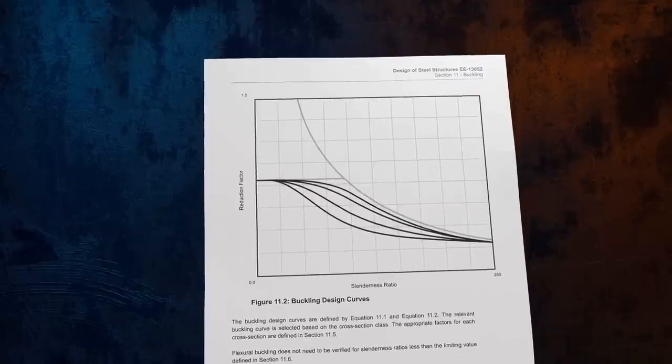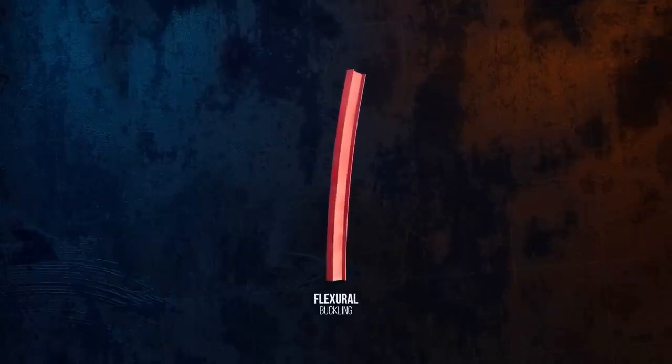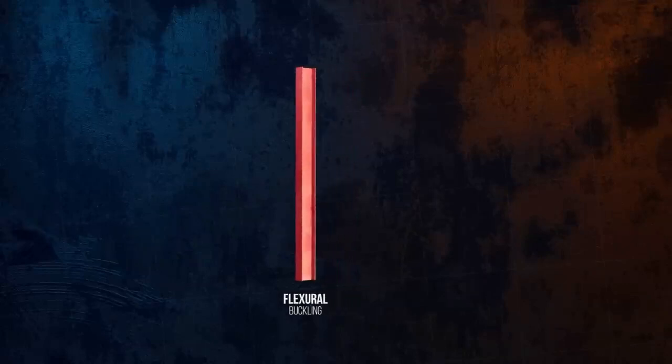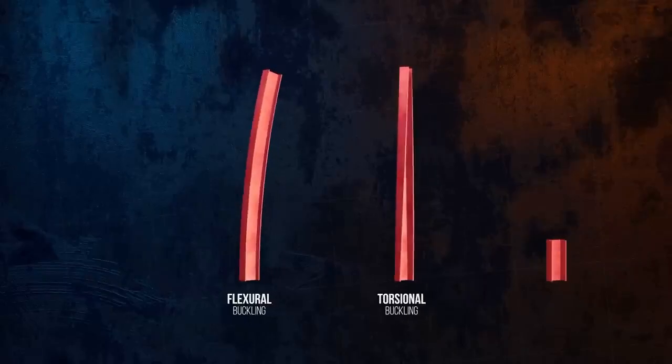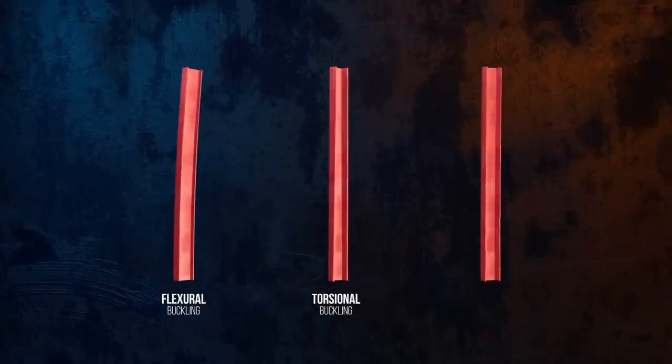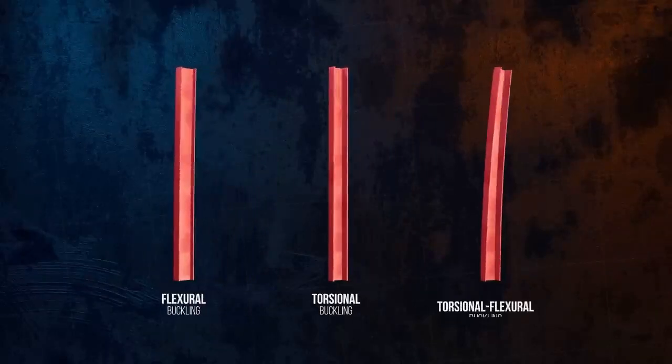Euler's formula is used to calculate the critical buckling load for a column where the displacement occurs by bending. This is called flexural buckling. But members can buckle in other ways too, and these also need to be checked during design. Columns with thin-walled open cross-sections tend to have low torsional stiffness. Under certain conditions, these columns can buckle by twisting, called torsional buckling, or by a combination of twisting and bending, called torsional flexural buckling.